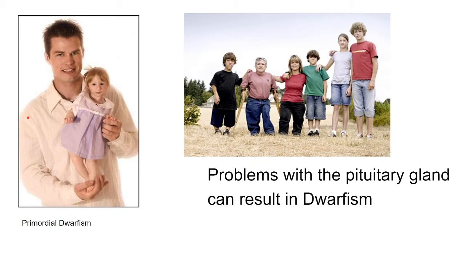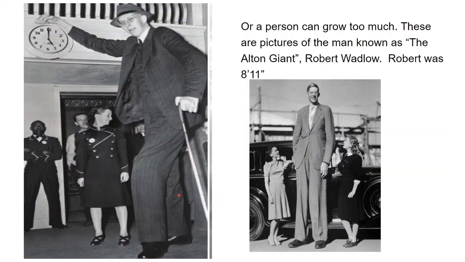So, some problems with the pituitary gland, if it does not act correctly in regulating the myostatin or the growth hormone, you can end up with different things that go wrong. For instance, dwarfism, where people are not growing to the height of an average human. And then on the opposite end, you can also have people who grow too much. This person was known as Alton the Giant. He was 8'11", so almost 9 foot tall.